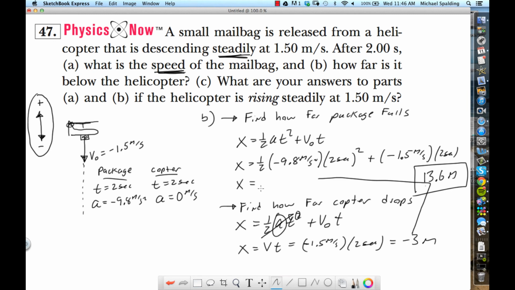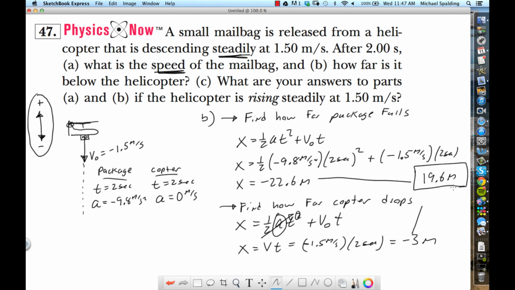You know what? The book is right. I stand corrected. Actually, this comes out to be negative 22.6. That's 3. So you know what? The book is correct. My faith in the book has been restored. So how far apart are the package and the helicopter? 19.6. Okay. Sorry, I hope that didn't confuse anybody.